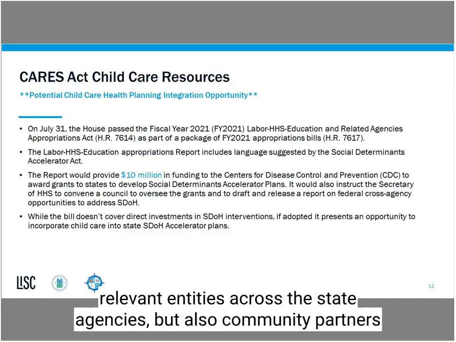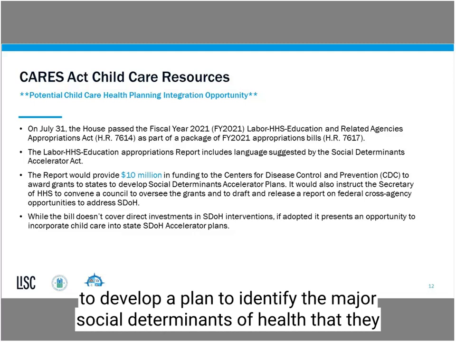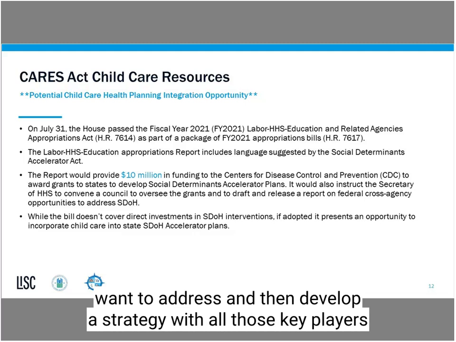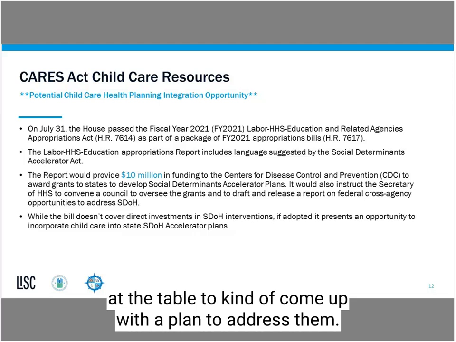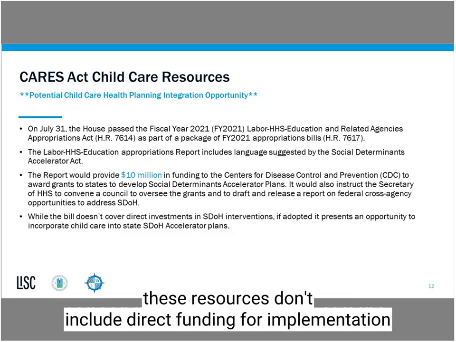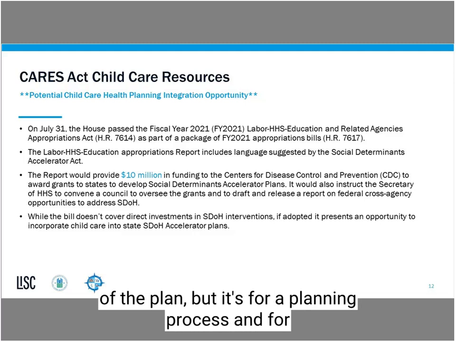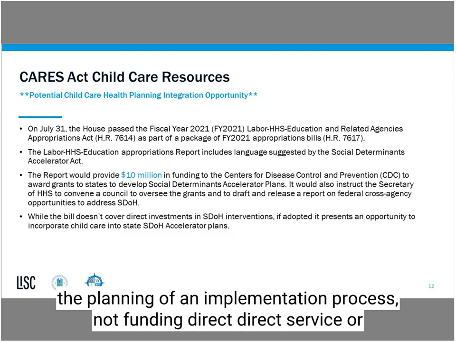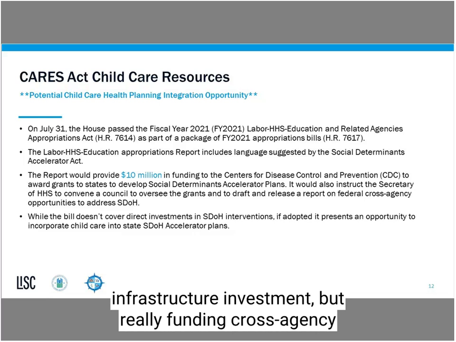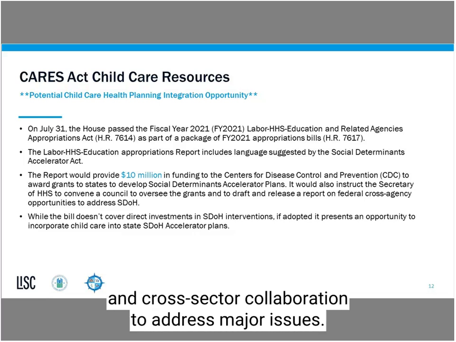Basically it allows states to develop plans and pull in relevant entities across the state agencies, but also community partners if they see fit, to identify the major social determinants of health that they would want to address, and then develop a strategy with all of those key players at the table to come up with a plan to address them. Now, these resources don't include direct funding for implementation of the plan, but for a planning process and for the planning of an implementation process. So not funding direct service or infrastructure investments, really funding cross-agency and cross-sector collaboration to address major issues.